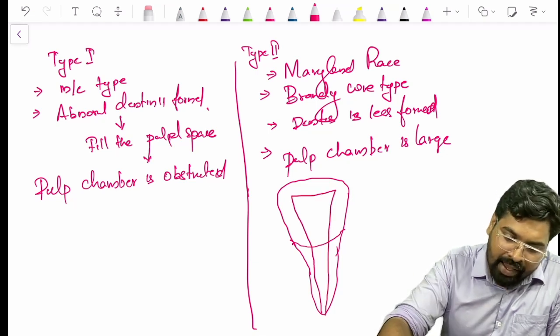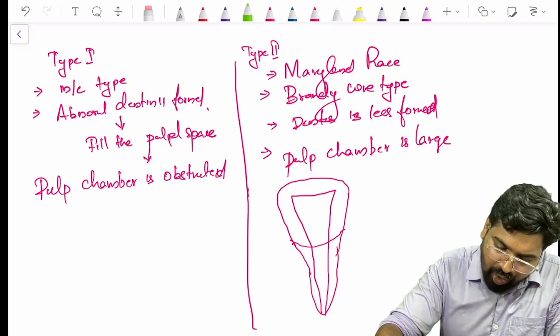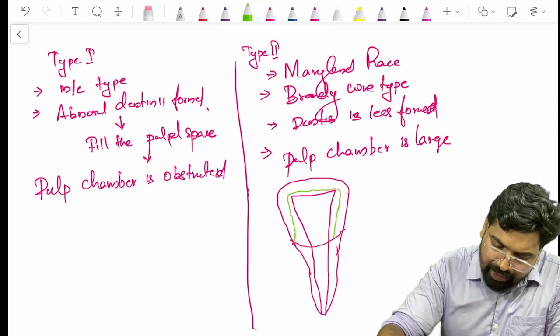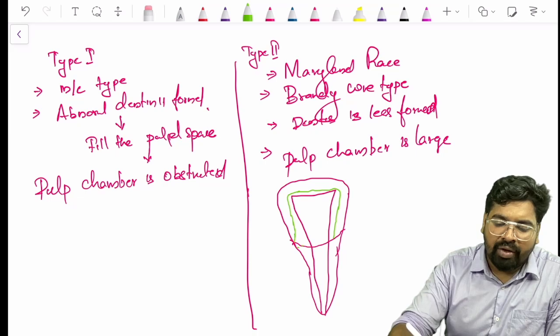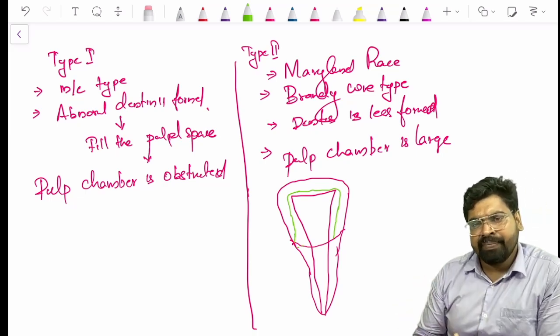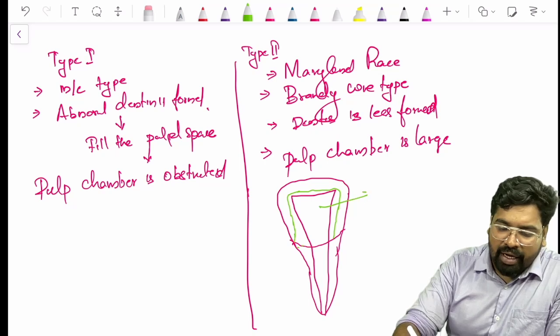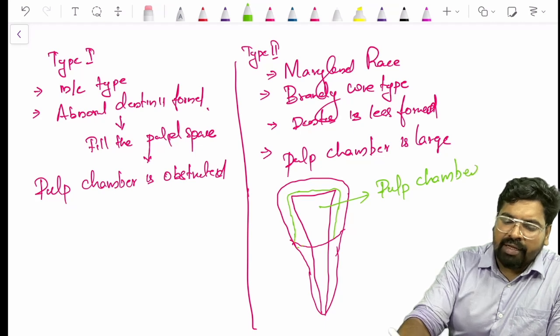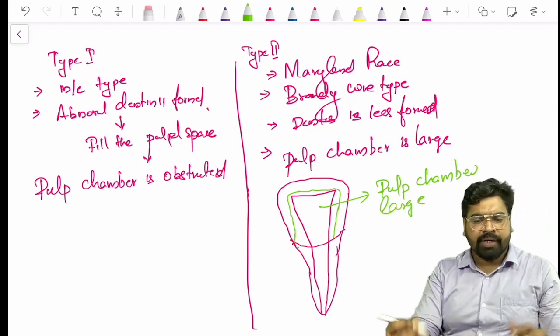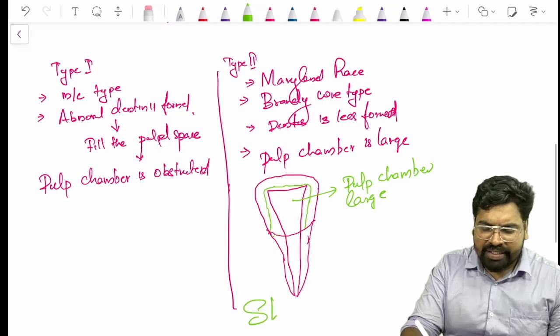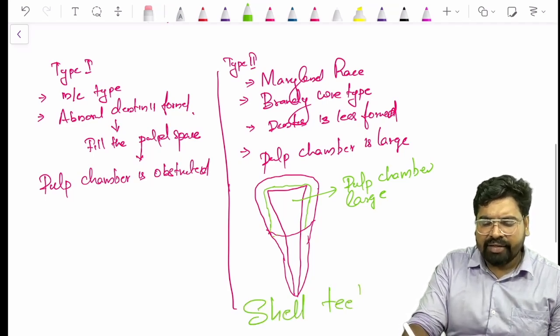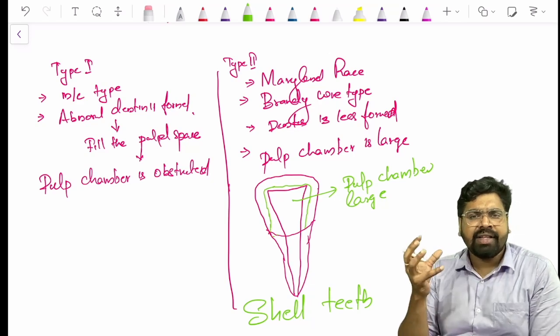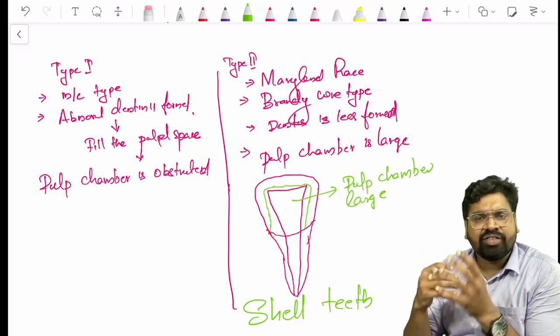This is the root canal, and the dentin which is formed will be very thin here. I have a very thin dentin. And what happens when the dentin is very thin? Your pulp chamber will be large. You can see the large pulp chamber, and that's why we call it shell teeth. It's empty inside the shell. It is called shell teeth.